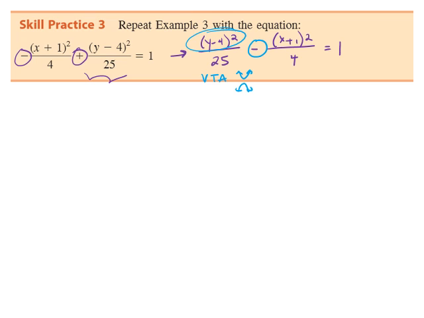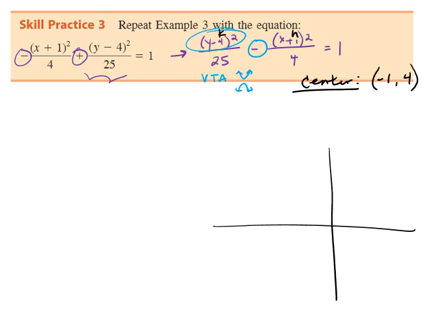So looking at this, remember when we find our center, it's h, k, and h is always attached to the x, even if it's written second, and k is with the y. So I have -1, 4 for my center. Be careful of the signs. So I'm just going to go ahead and sketch this now. So -1, 4 is here-ish.